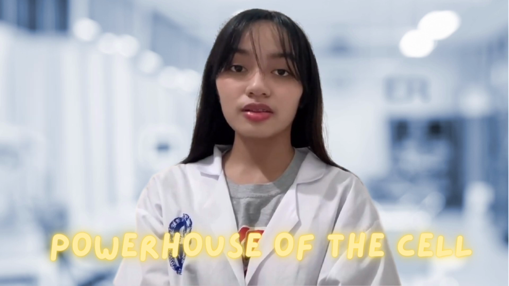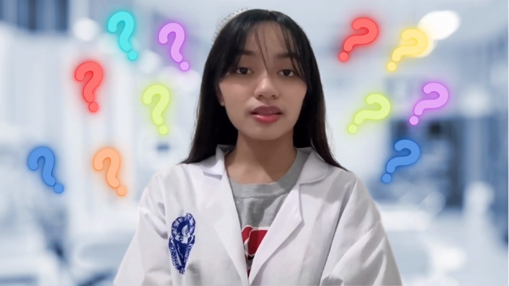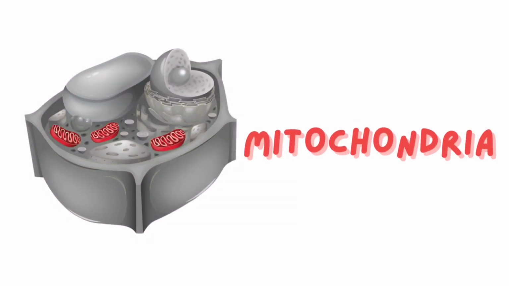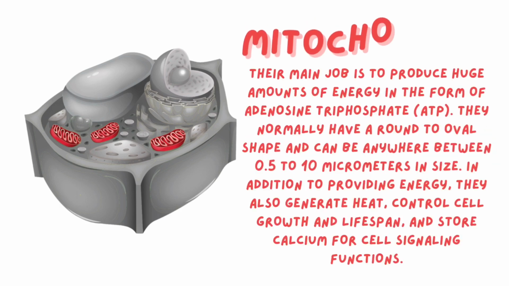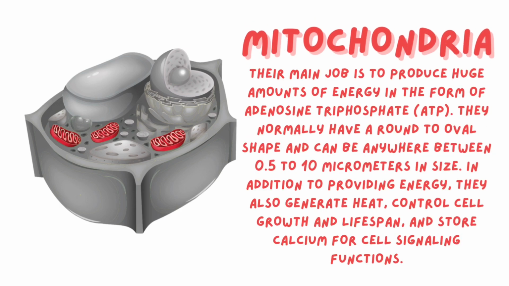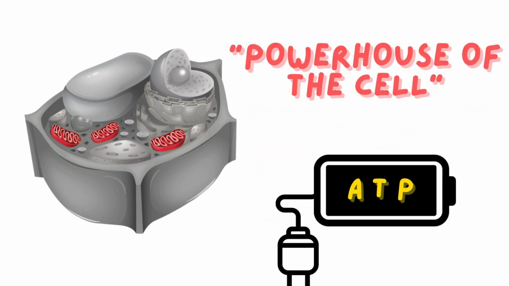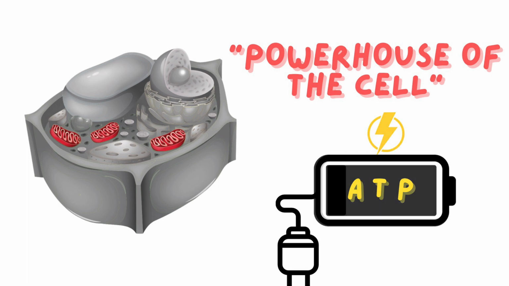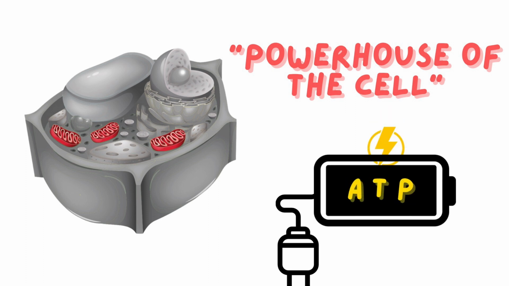As for the next organelle, I think you've heard of before. It is commonly known as the powerhouse of the cell. Can you guess what it is? Almost all eukaryotic cells with clearly defined nuclei have membrane-bound organelle called mitochondrion, whose main job is to produce a huge amount of energy in the form of adenosine triphosphate or what we call ATP.